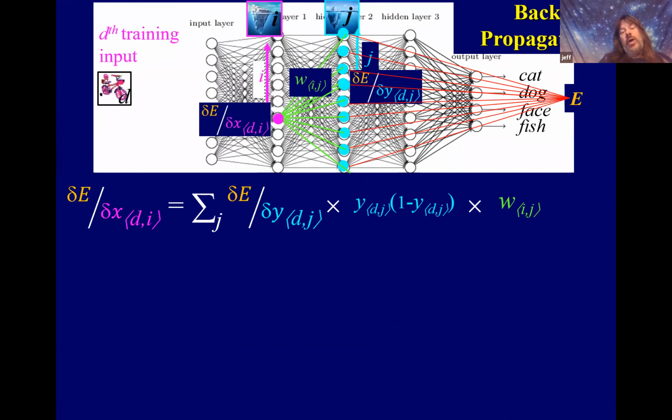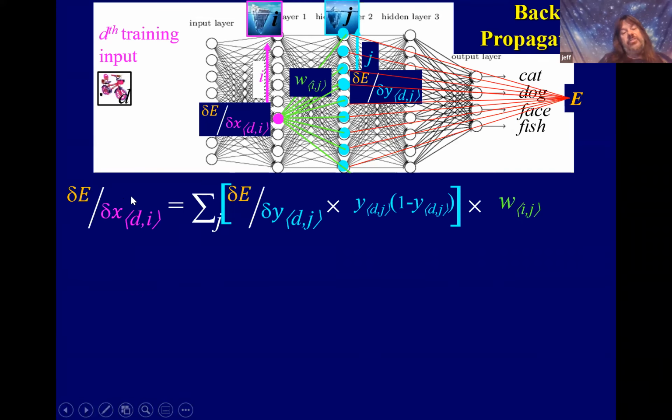And let's go back to where we are, right? We need to compute this thing. Well, let's put brackets around that. Why am I doing that? Because everything in here has a d and a j in it, right?